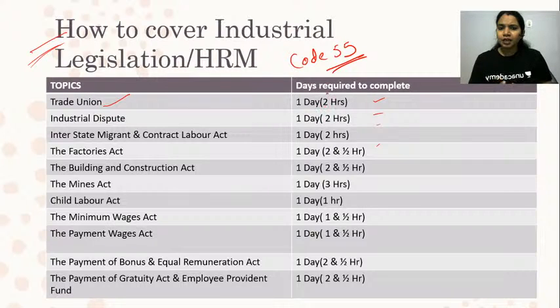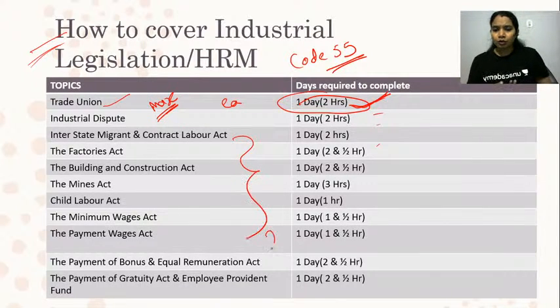Industrial trade union, it can be completed in 1 day, studying 2 hours. That's the easy one, and the maximum questions this time were from trade union, right? This is all the legislation that can be covered, these are the dates and these are the hours required to cover this act.